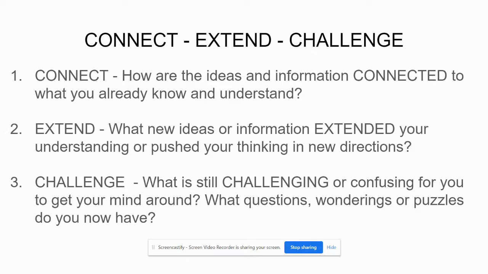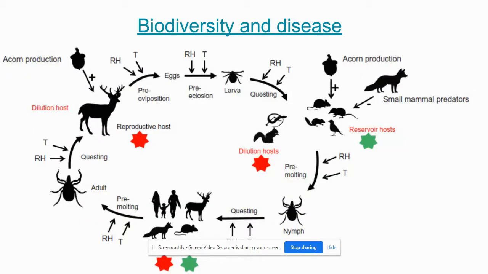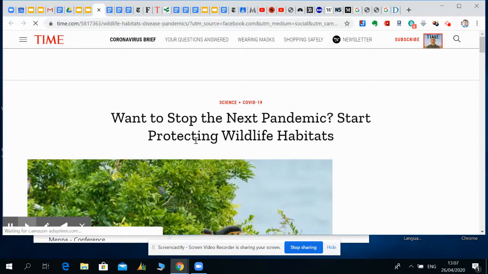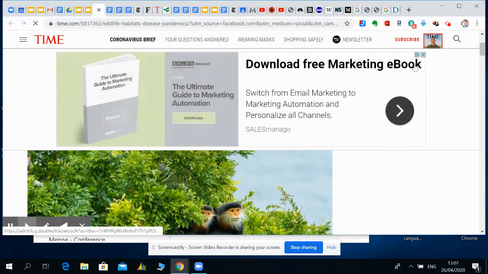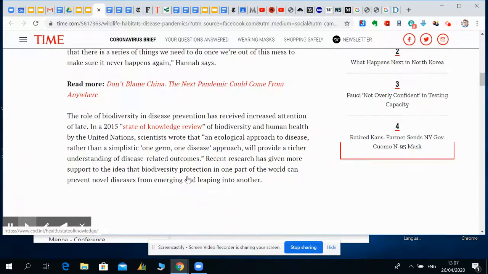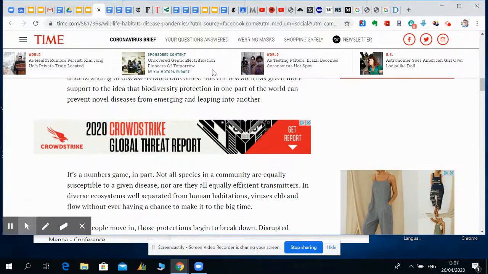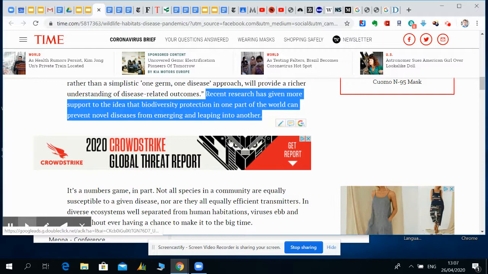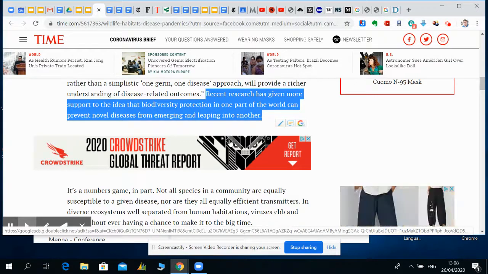So let's have a look at how this strategy works. I'm going to do it in the context of an article that I read recently on biodiversity and disease. So let's take a look at that. We won't read the whole article because this is a very short video and we want to just get to demonstrating the strategy. So we've got here the idea that, okay, recent research has given more support to the idea that biodiversity protection in one part of the world can prevent novel diseases from emerging and leaping into another.